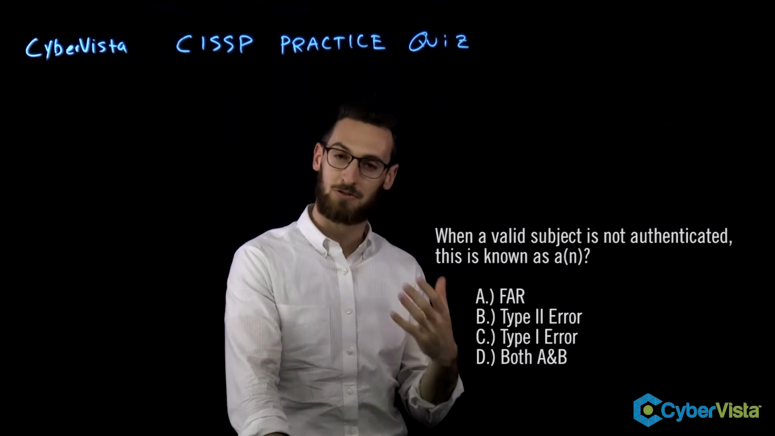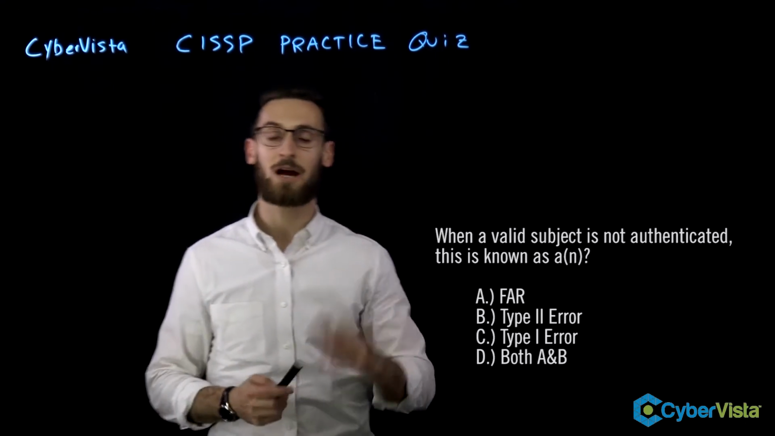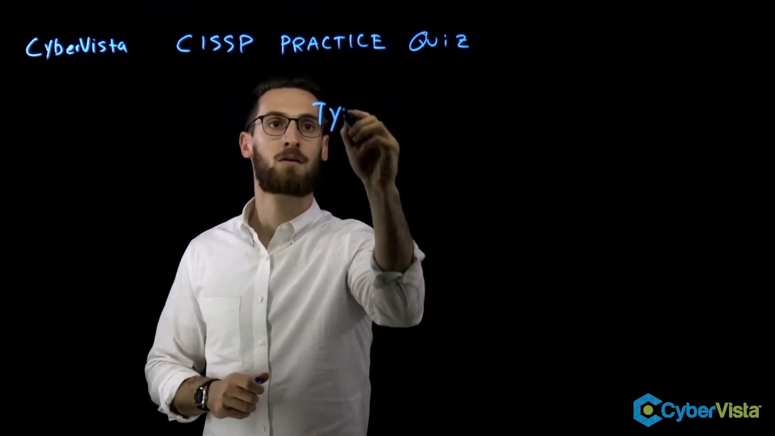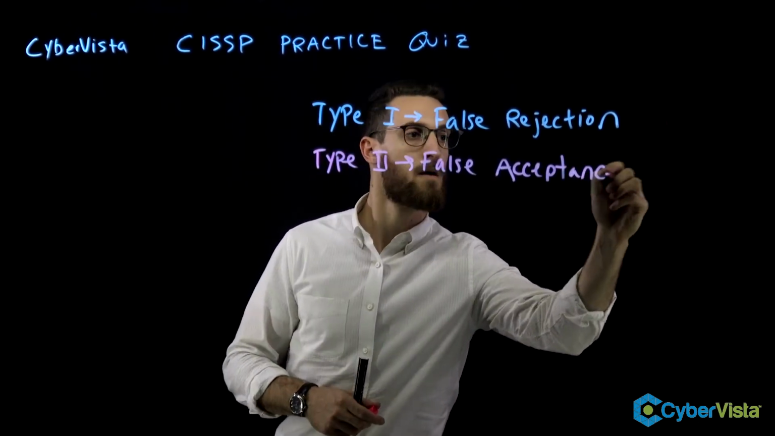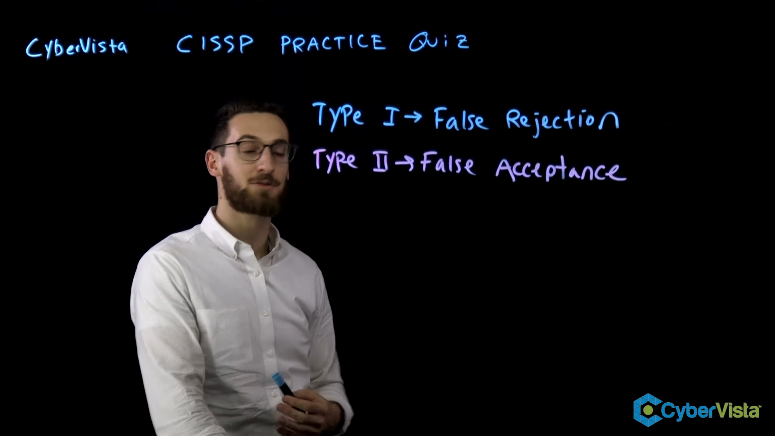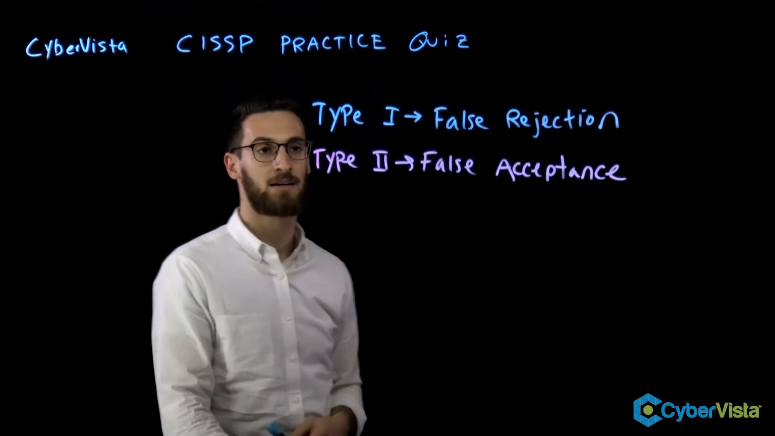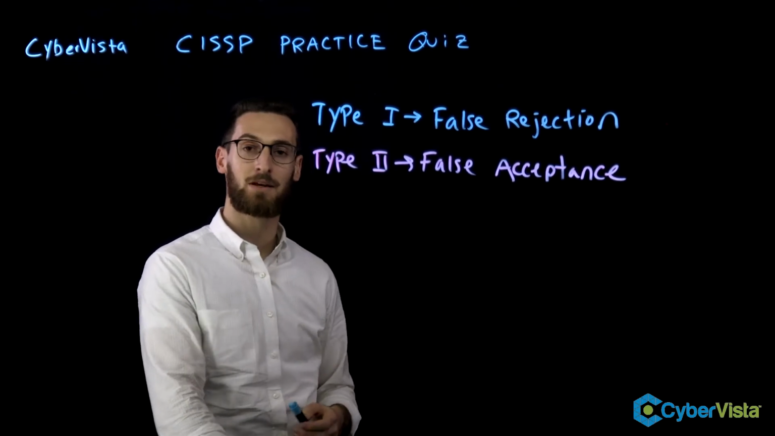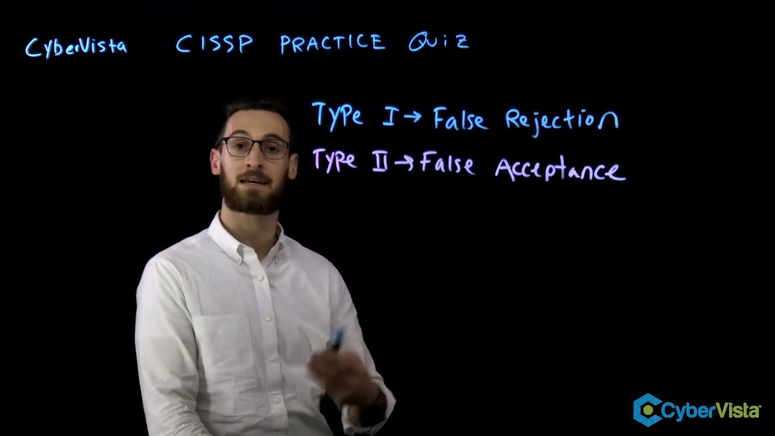Now, biometrics is great. It's very secure, but it's not perfect. 2 types of errors that you should be aware of. Type 1 error is when somebody who is a valid user actually gets falsely or incorrectly rejected. A type 2 error is when somebody who should not be authenticated is falsely or incorrectly accepted.